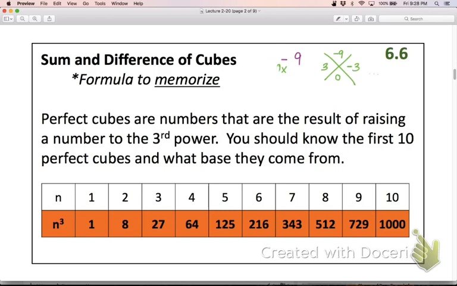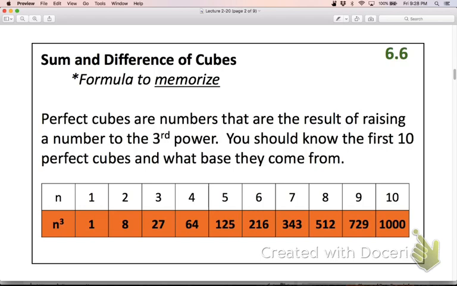Well, we're going to look at two special formulas today where the formulas are the only way to factor these expressions. There's not a way to do it without having these formulas at hand. So these are two formulas that I'm going to ask you to have memorized.